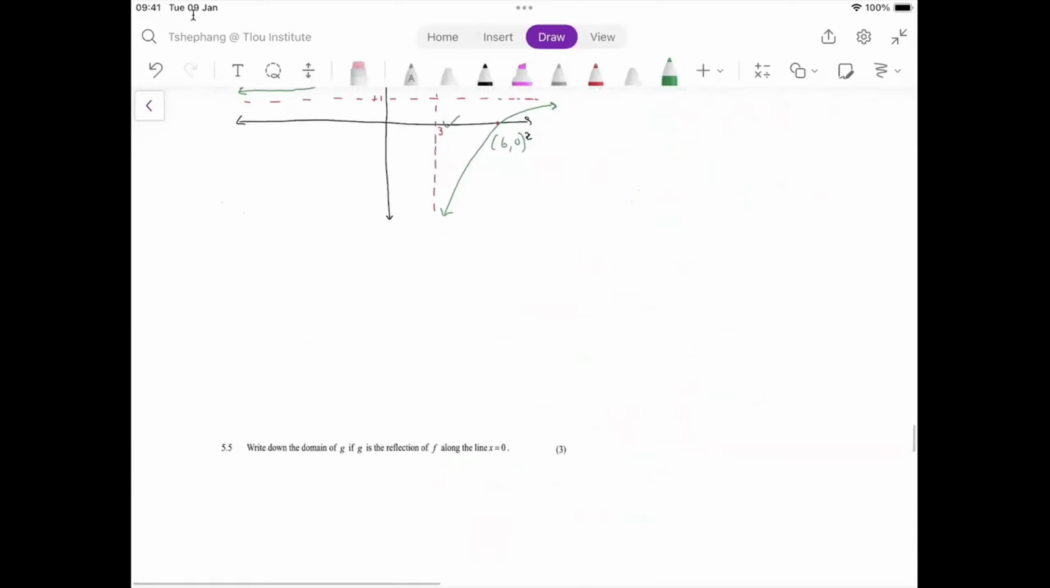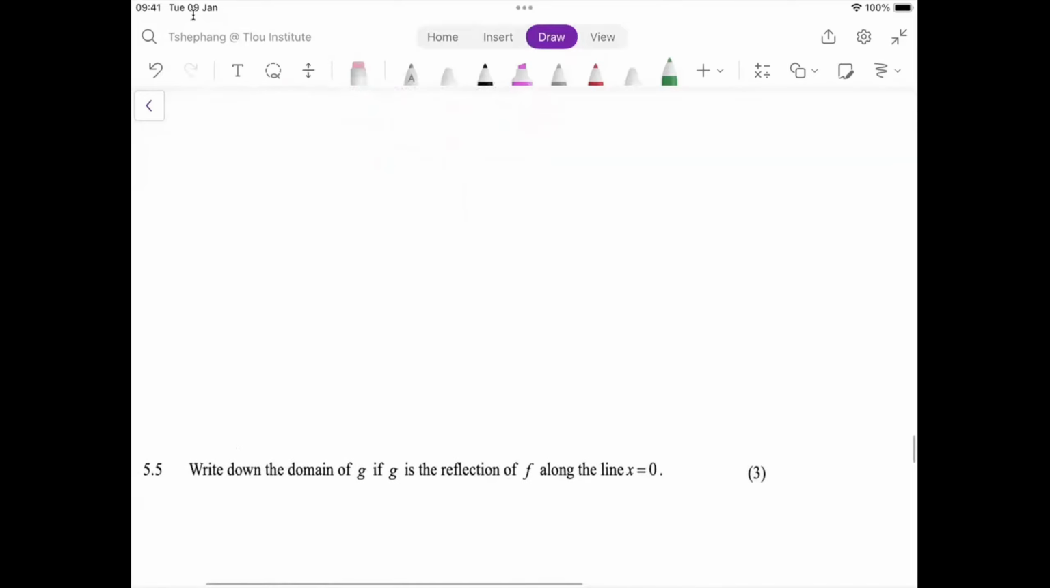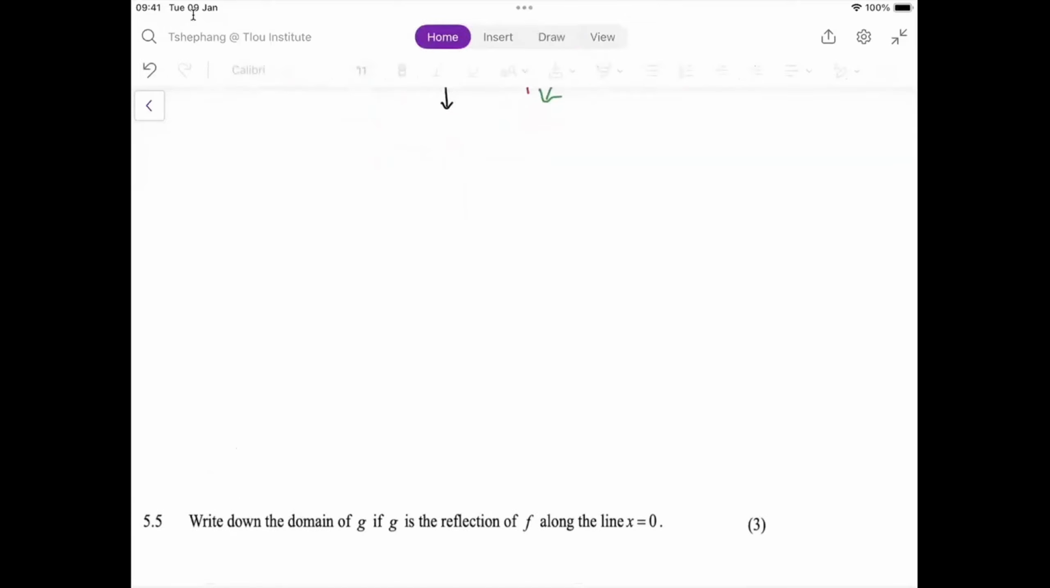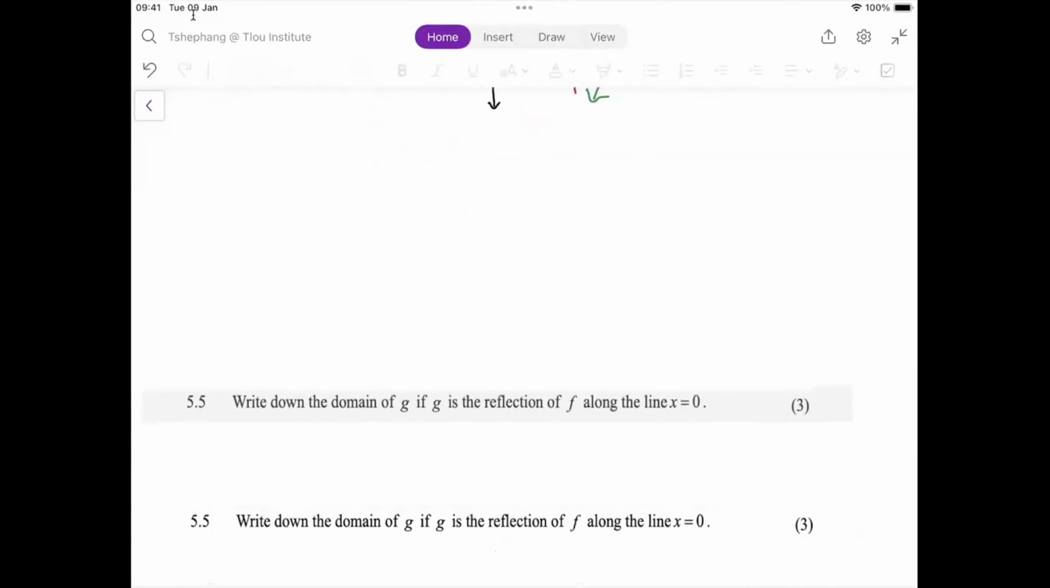Perfect. Now they're saying, write down the domain of g if g is the reflection of f along the line x is equal to 0. Okay, let me zoom in. Write down the domain of g if g is the reflection of f along the line x is equal to 0. The first thing that we need to address is what they mean by the line x is equal to 0. That's the first question.